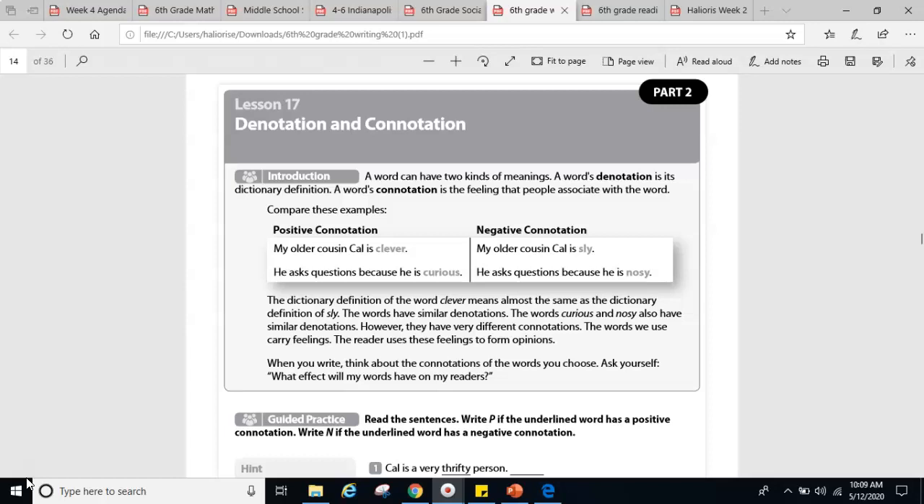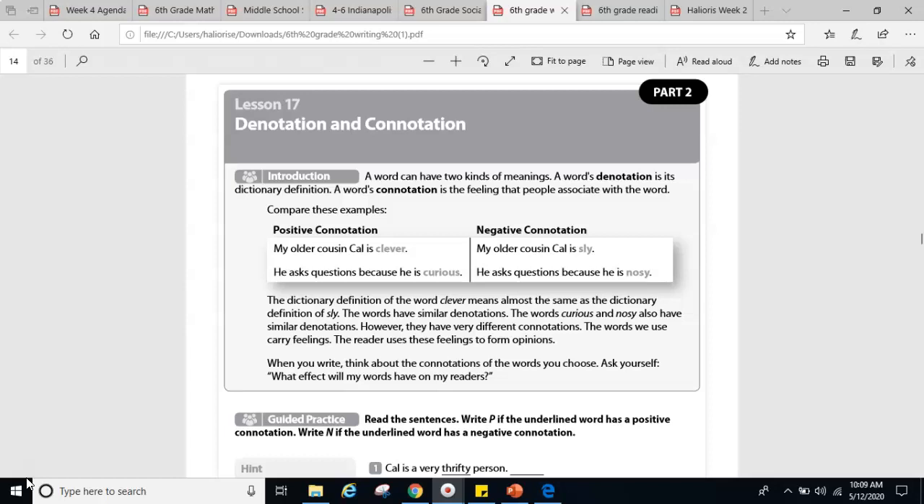My older cousin Cal is clever. He asks questions because he is curious. So that is a positive one. And a negative connotation is, my older cousin Cal is sly. He asks questions because he is nosy. So there's a difference between being curious and nosy.